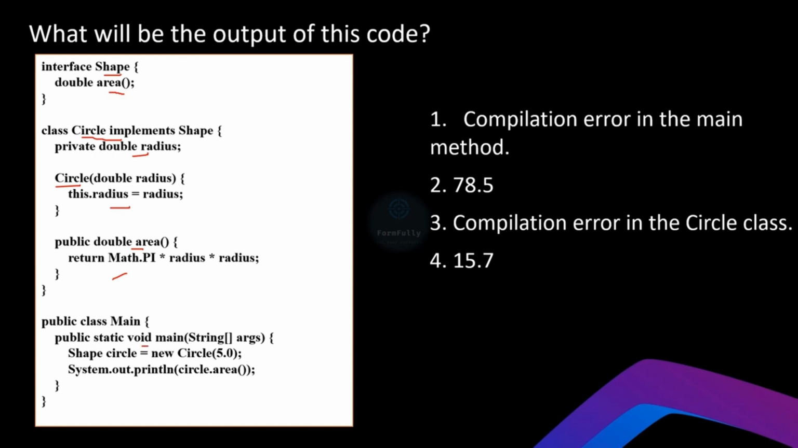Inside the main method, we create an instance of the circle. Since circle implements the shape interface, we can reference the circle object using a reference variable of the shape. Finally, we call the area method on the circle object and print the value to the console using System.out.println. That's why, when we call the circle.area method, it invokes the area method of the circle class, which calculates and returns the area of the circle with the radius 5.0. That's why the correct option is 78.5.